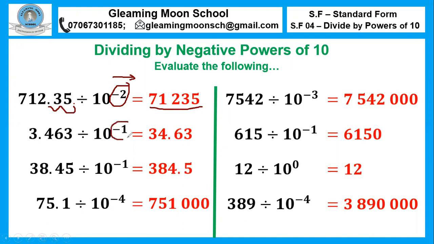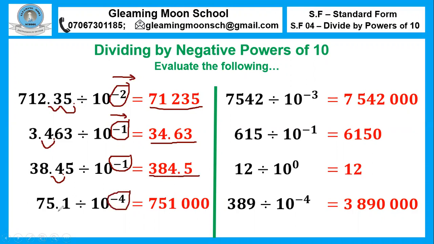Here, the power says 1, so you're moving it to the right once. So your decimal point moves from here to here. So that gives you 34.63. Again, negative 1, decimal point, you move it 1 place to the right, and that gives you 384.5.